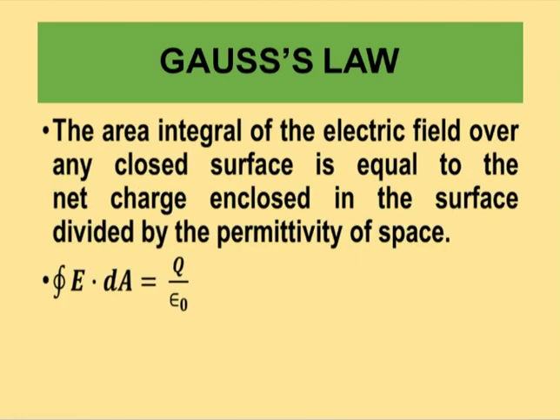And the second statement says the area integral, the integral is shown by the contour symbol to state that we are integrating over a closed surface. The area integral of the electric field strength over any closed surface is equal to the net charge enclosed within the surface divided by the permittivity of space.